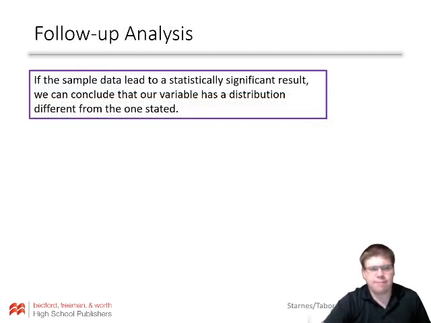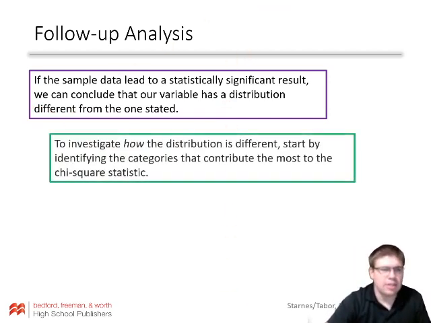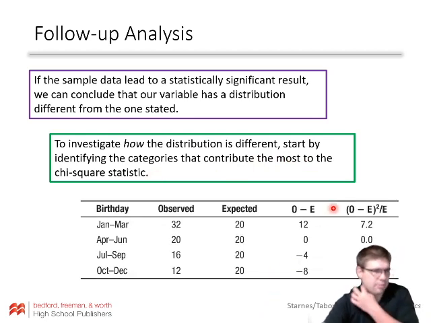So then finally, follow-up analysis. If the sample data lead to statistically significant results, we can conclude that our variable has a distribution different from the one stated, but the chi-square doesn't actually tell us how it's different. So to investigate how the distribution is different, start by identifying the categories that contribute the most to the chi-square statistic.